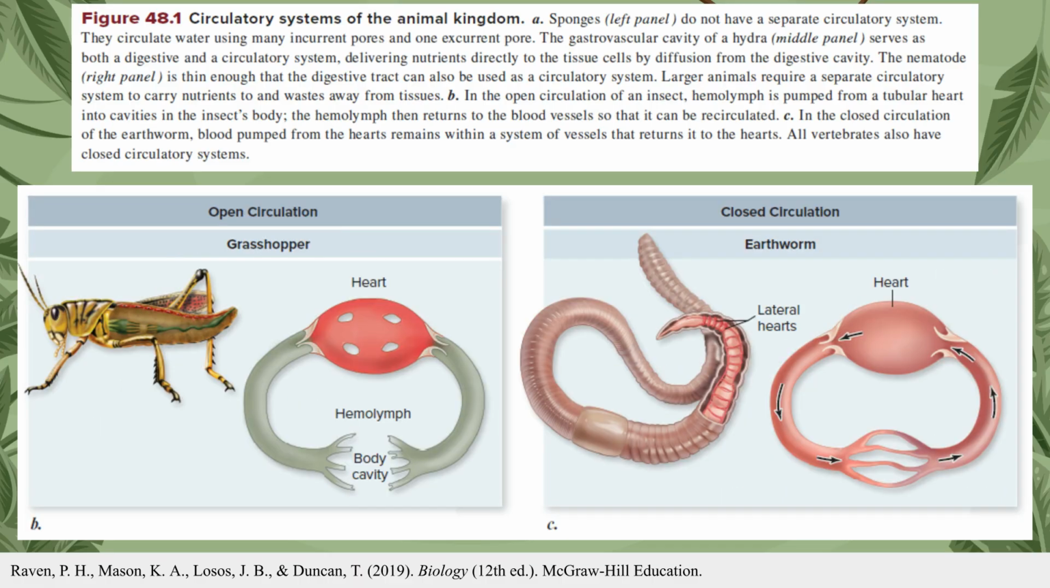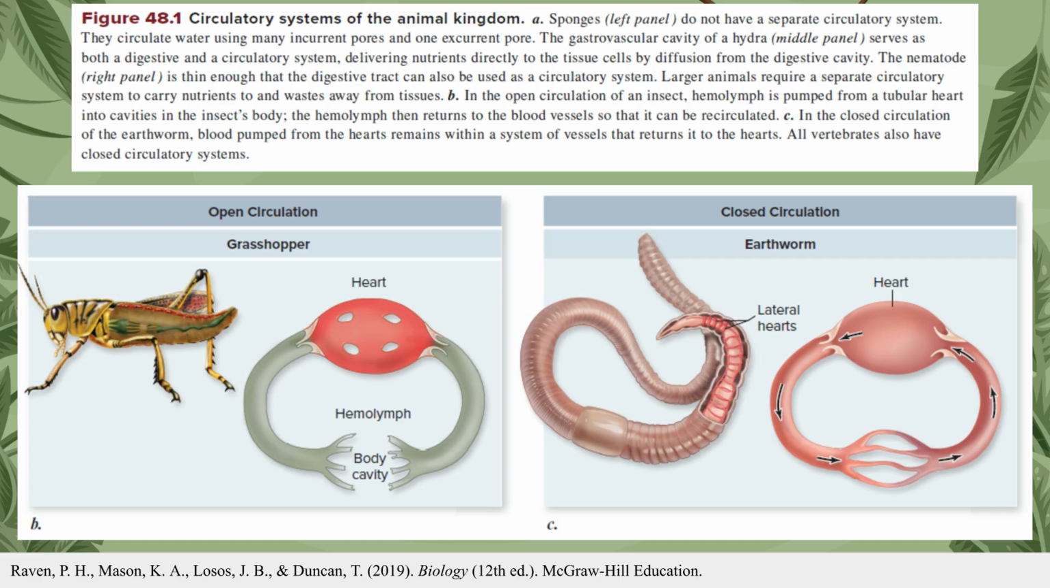As animals became larger and more active, more efficient circulatory systems evolved. Many invertebrates, such as insects, have an open circulatory system. The heart pumps a fluid called hemolymph. Hemolymph flows into the body cavity and directly bathes internal organs. After circulation, hemolymph returns to the heart. This system requires less energy, but provides lower pressure and slower transport.